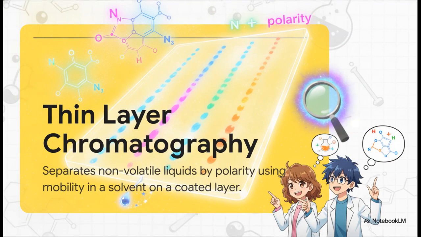Okay, let's dive into this. Our primary investigative tool for today's chemical whodunit is thin layer chromatography, which is often just called TLC. At its core, it's a brilliant technique used to separate non-volatile liquids, basically liquids that just don't easily evaporate at room temperature. It works by measuring how these substances move through a solvent across a specially coated thin layer. It's essentially a microscopic racetrack where chemicals get separated based on their unique molecular personalities, specifically their polarity.